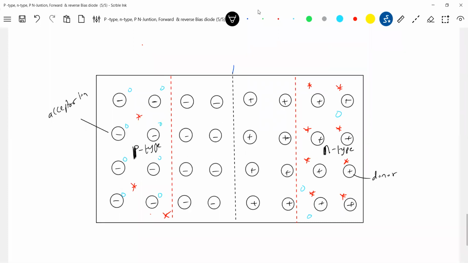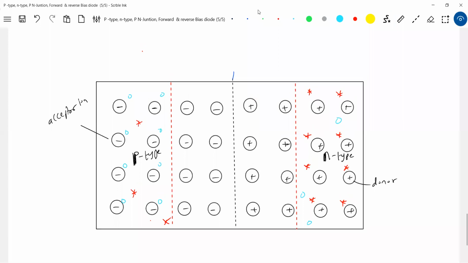Why does the diffusion stop? That's what we have to explain. Initially the majority carriers will move from one region to another. The electrons will move from N to P type, and holes will move from P to N type. So the recombination will occur here, nearby the junction. What is the recombination?